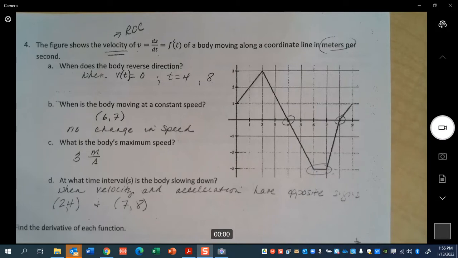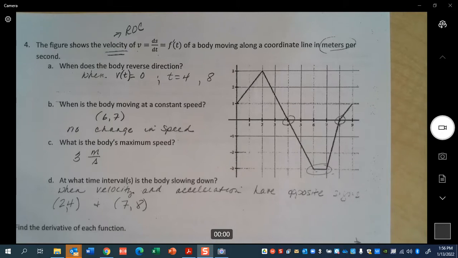Changes direction again. What is his maximum speed? Whether you're talking about this 3 or these 3, it's 3 meters per second. When we're talking about speed, nobody cares what direction, just what is the fastest that he went.